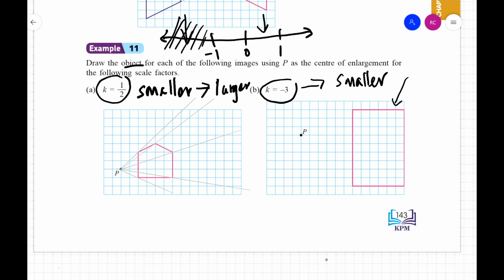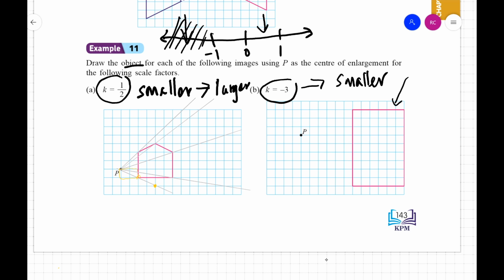Okay, now we are going to identify each of the vertices for the object. First one that I'm going to identify is this point right here. Because the distance is about 2 boxes horizontally, I'm going to move it, becomes 2 times 2, which is 4. So 1, 2, 3, 4. Can you see? It falls right here. This is the first point to represent it.